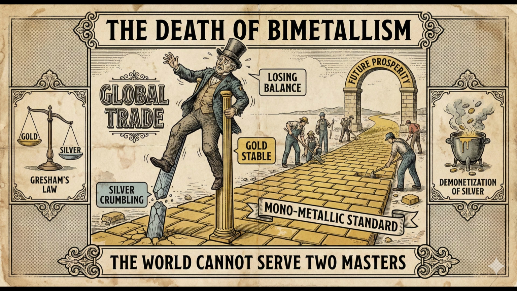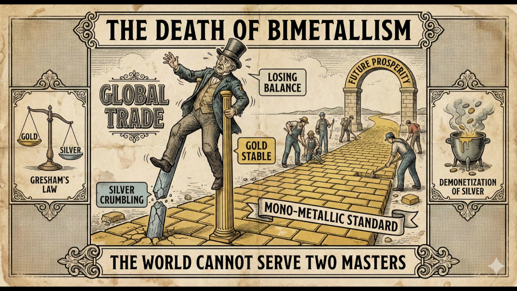The death knell for bimetallism was sounded first in England. Following Sir Isaac Newton's valuation in 1717, silver became significantly undervalued at the British Mint, leading it to flow out of the country as a commodity rather than circulating as money. By the time the 19th century dawned, silver had effectively disappeared from large-scale British commerce.